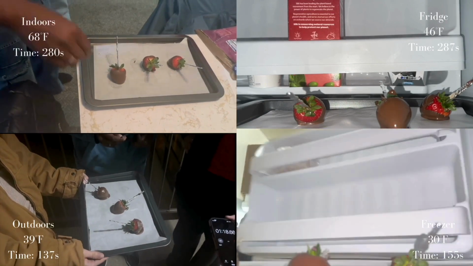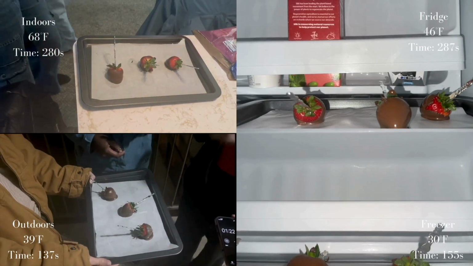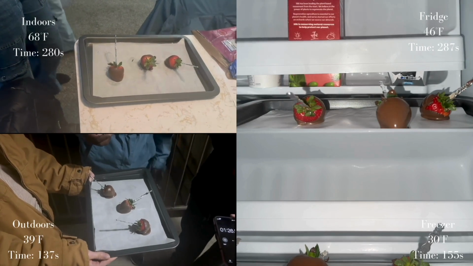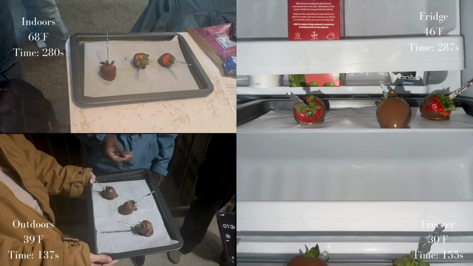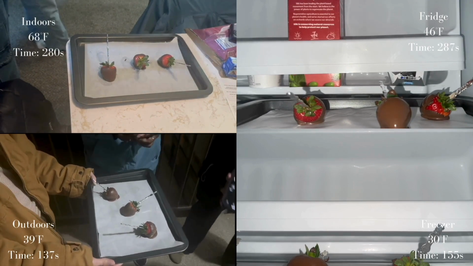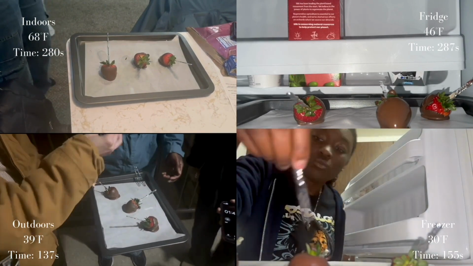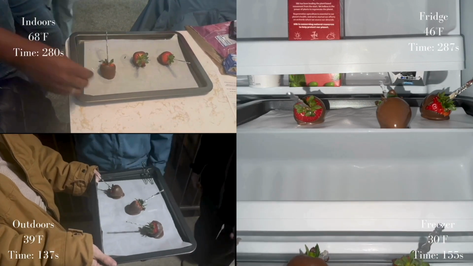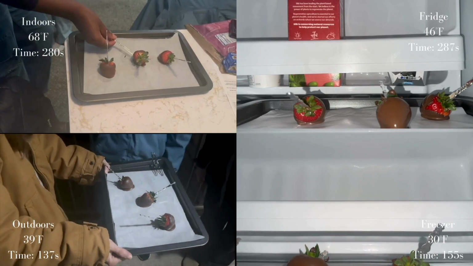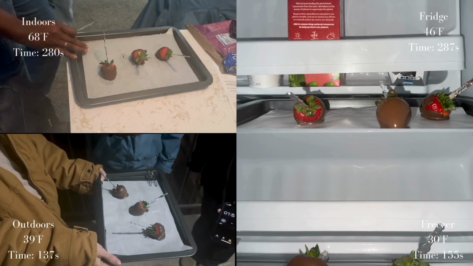The relationship between bulk temperatures and cooling rates is governed by heat transfer principles, where a larger temperature gradient between the melted chocolate and its surroundings increases the rate of heat loss. In warmer environments like room temperature, the smaller gradient results in slower cooling and extended solidification times. This aligns with our hypothesis that the lower bulk temperatures facilitate faster solidification due to greater heat transfer rates.